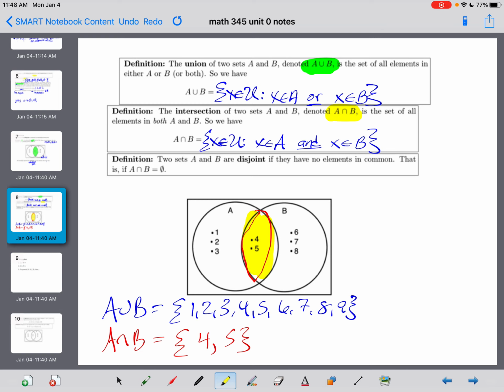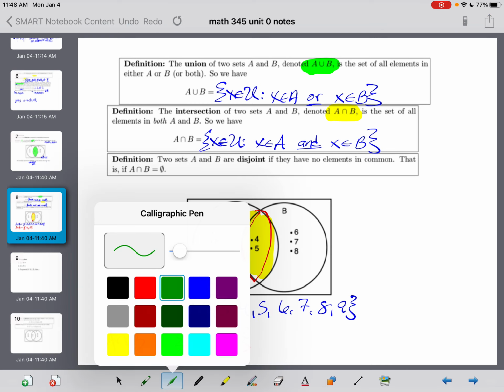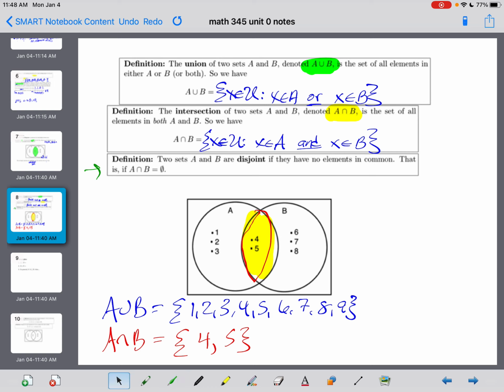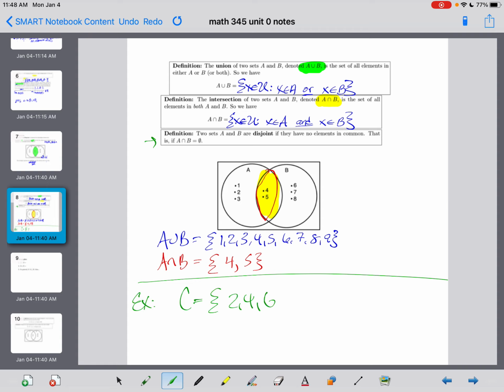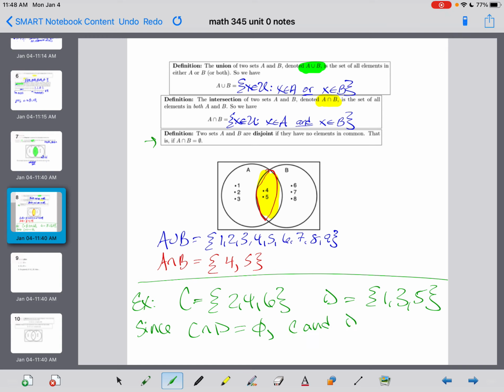One more definition here. We say that two sets are disjoint if they have no elements in common. That is, if their intersection is equal to the empty set. So just to give you an example, if we let C be the set {2, 4, 6}, and we let D be the set containing 1, 3, and 5, well, the intersection of these two sets, the elements that appear in both of these sets, is nothing, right? They have no elements in common, so we would say that since the intersection of these sets is equal to the empty set, C and D are disjoint.